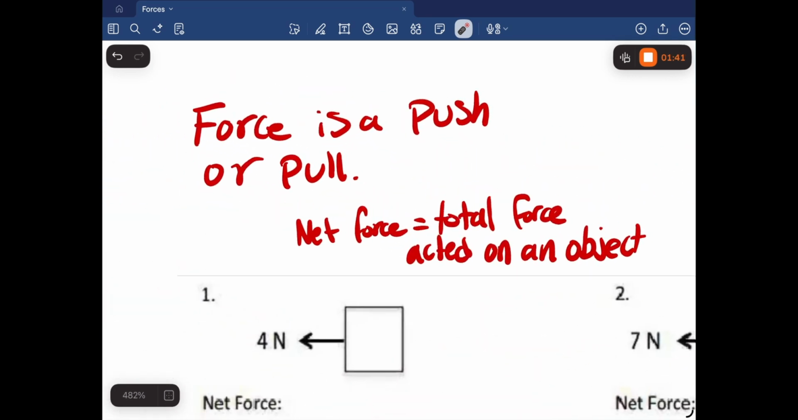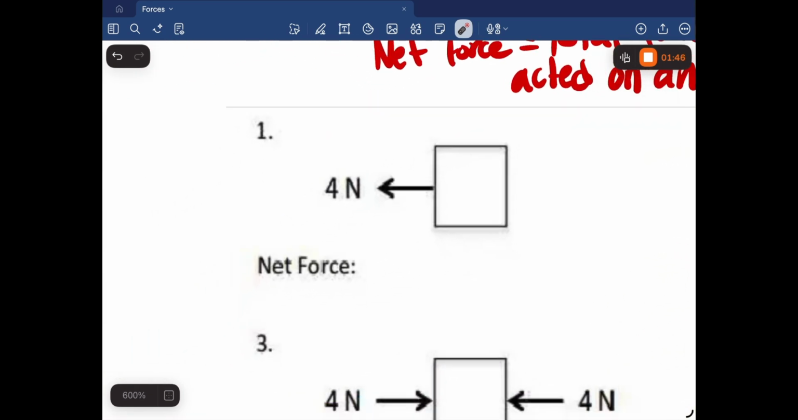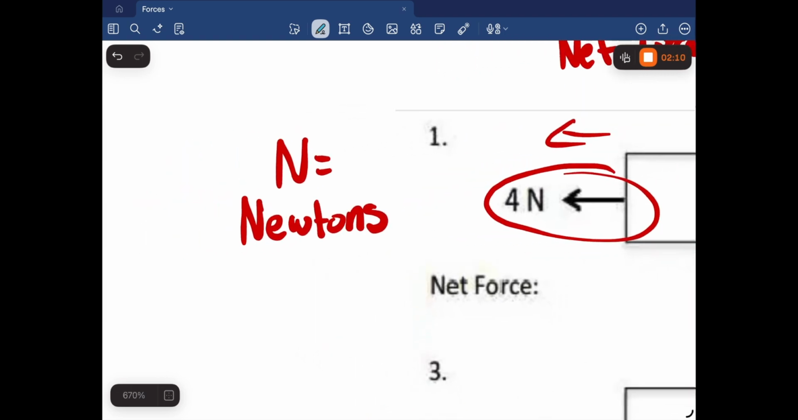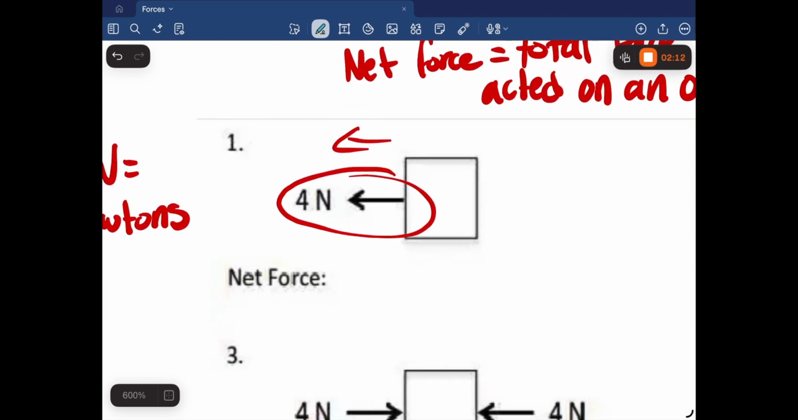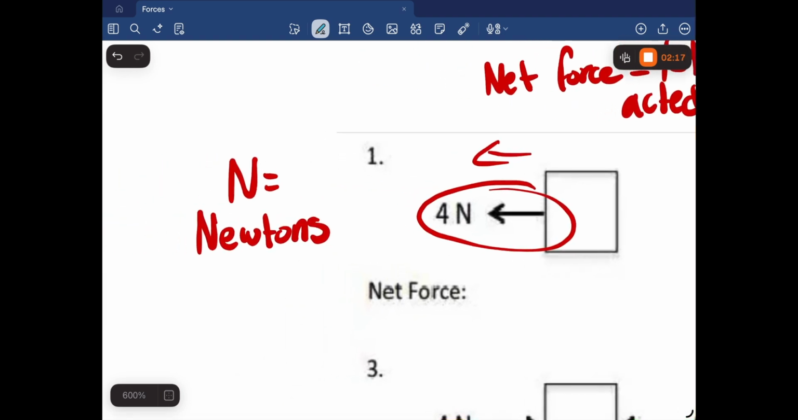So again, force is a push or pull, net force, total force. So here, first question we have an object here with a force going 4 newtons to this direction, which is the left. Now the N is our units, which stands for newtons. The reason why is because Newton discovered the 3 laws of motion. So he named it after himself.